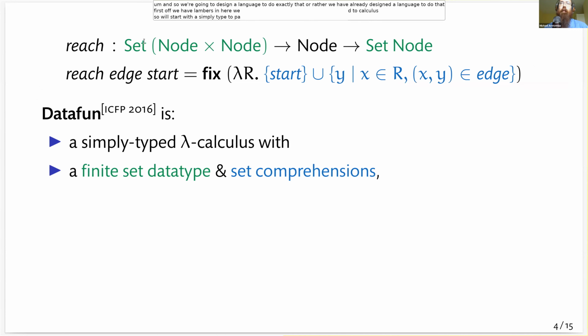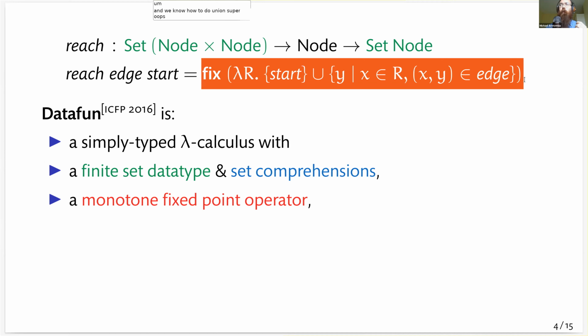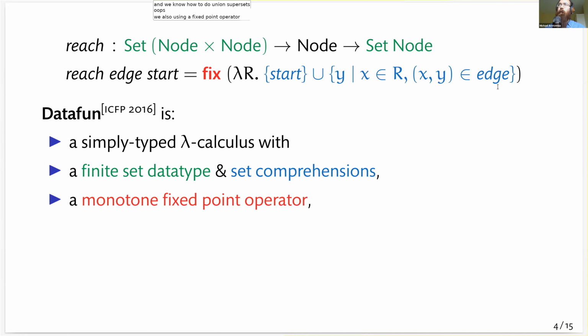We also are manipulating sets. Let's restrict ourselves to finite sets since we know how to represent those on a computer. Infinite sets are a bit more difficult. Let's not worry about them. And for manipulating these sets, we'll use set comprehensions. And we know how to turn those into loops because they're just monadic comprehensions. And we know how to do unions over sets. We also are using a fixed point operator. It's a little less obvious how we're going to implement that. Put a pin in that, we'll come back to it.